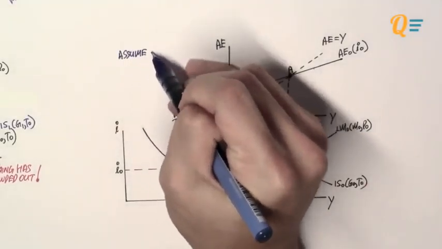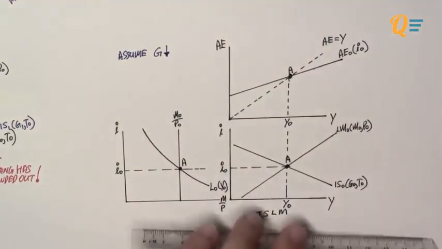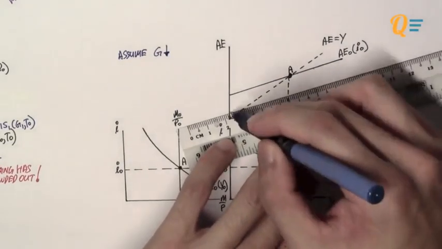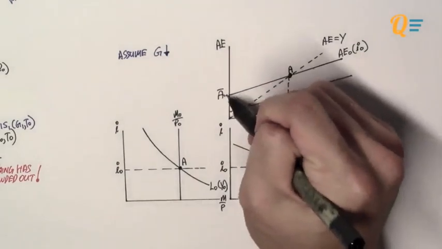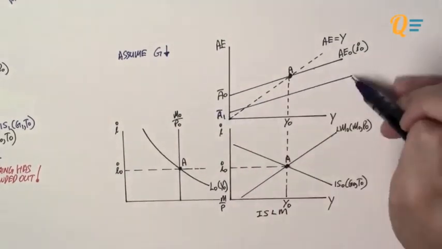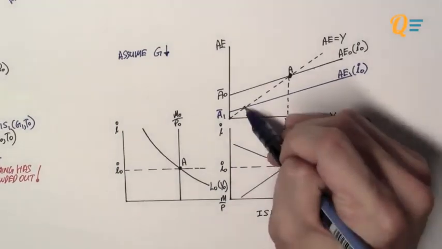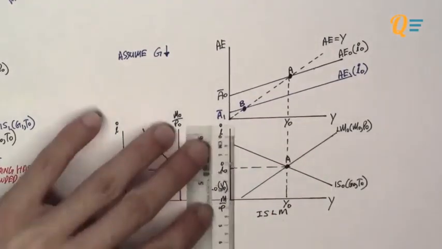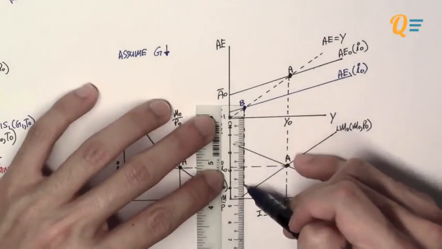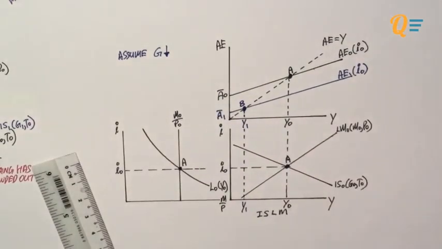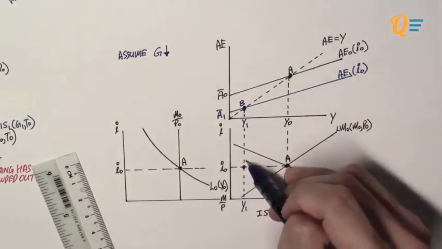Okay, so this time, let's assume that there is a decrease in government spending instead of an increase. So the AE curve is going to shift downwards. That's the basics. And this AE curve actually corresponds to the initial level of interest rates, which is I0. Remember, the interest rates level has not changed. So the new level of income is going to be Y1.